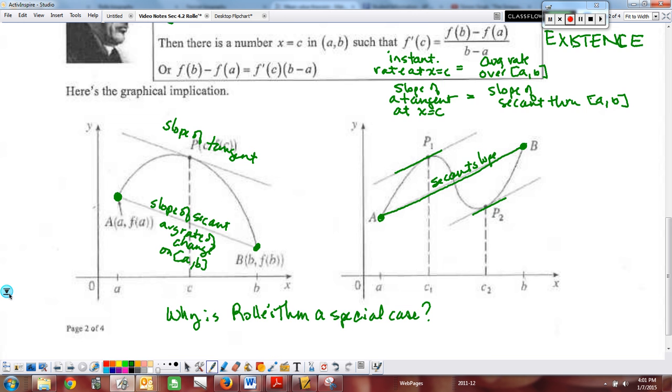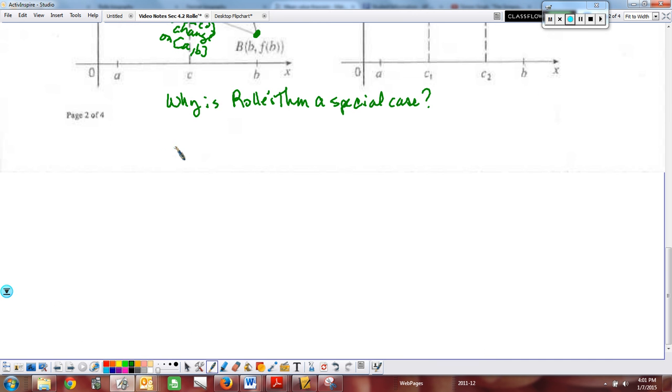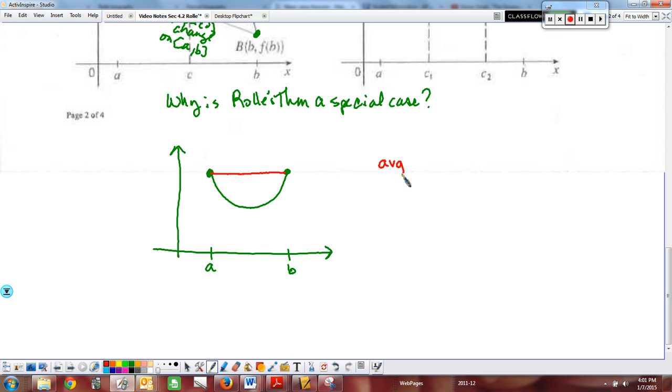If I am talking about Rolle's theorem, then remember we had that additional caveat that in addition to having a continuous function on the interval a to b and a differentiable function on the open interval a to b, the endpoints were the same. Now let's think about it. If the endpoints are the same, and I am calculating the average rate on the interval a to b, when I do f of b minus f of a over b minus a, we get 0 over b minus a, or 0. So the average rate is 0.